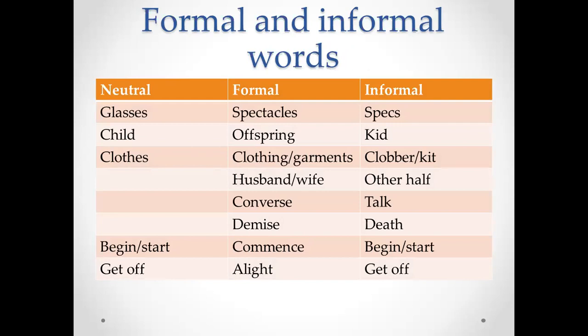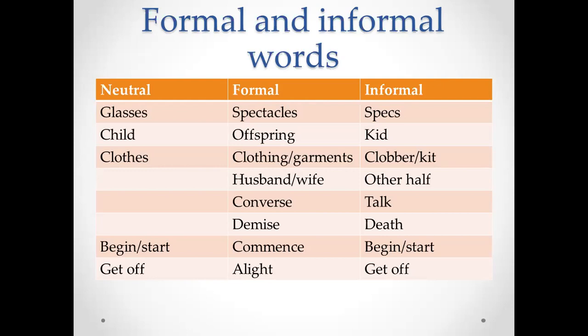Child is a neutral word, neither formal nor informal. Whereas offspring is a formal word. Offspring is normally used in literature and very high class writing. You can find offspring used in place of child. The informal word is kid. In everyday life we use kid: how are your kids, or what are your kids doing nowadays, like this.